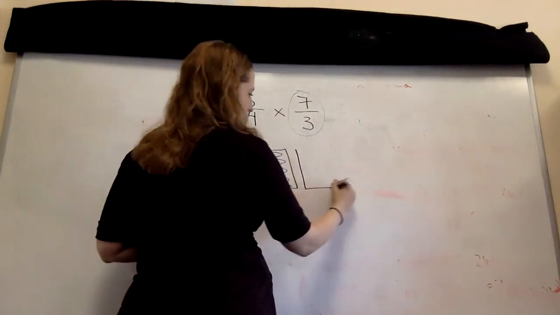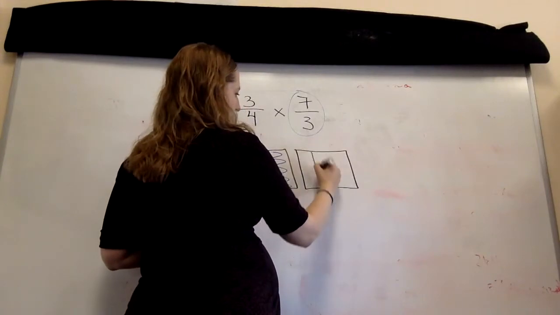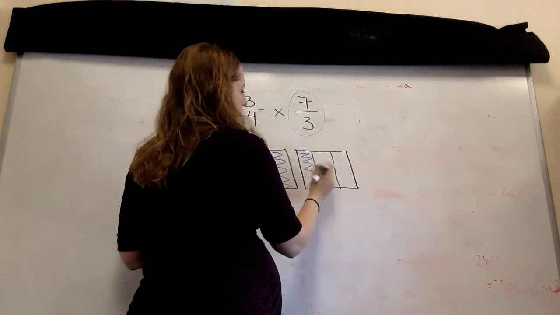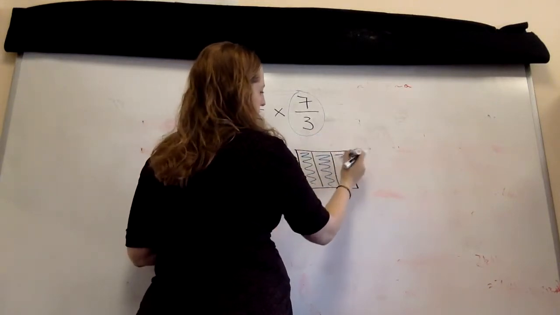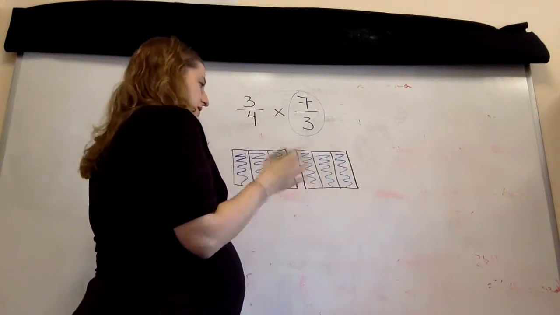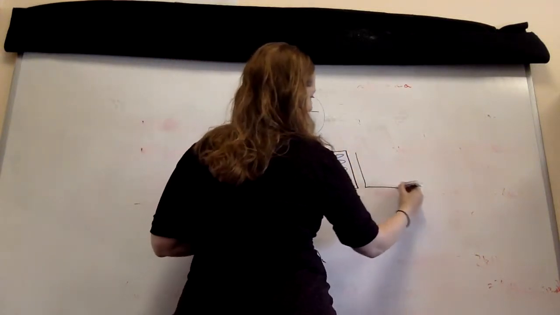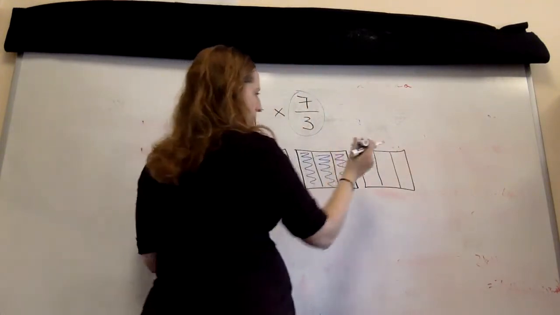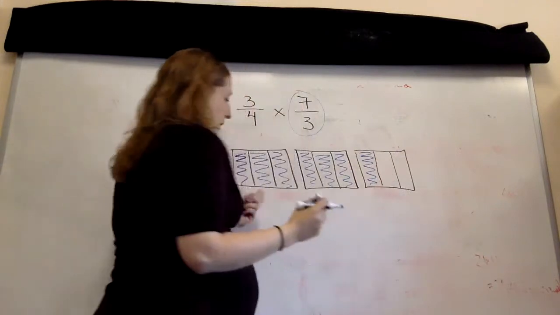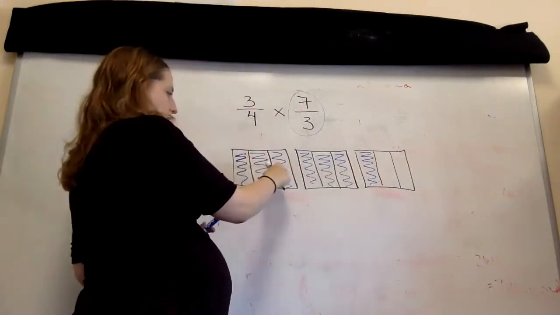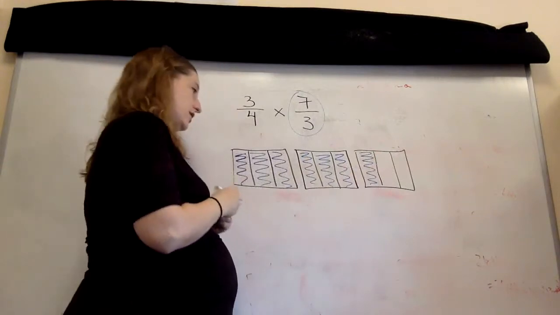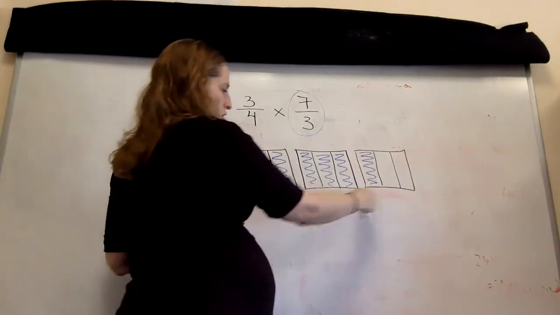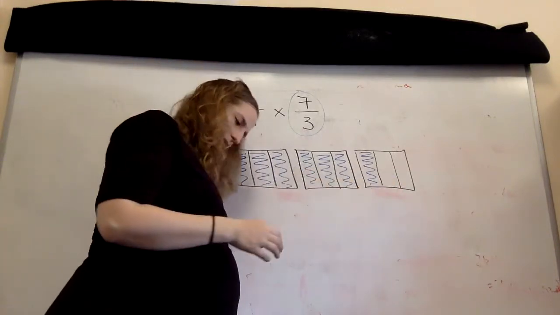So I've got to draw another whole and split that into thirds. So 1, 2, 3, 4, 5, 6. Now I'm at 6 thirds. I need another whole. So it takes me 1, 2, 3 wholes, but now I've shown 1, 2, 3, 4, 5, 6, 7 thirds. Notice that this also shows me that 7 thirds is the same thing as 2 and a third. Neither here nor there for this problem.